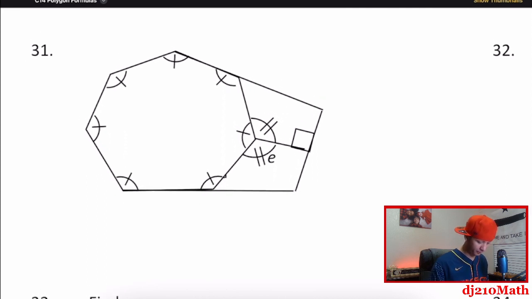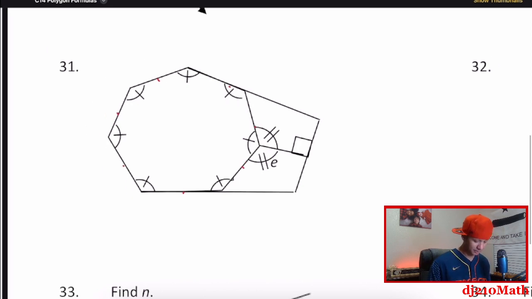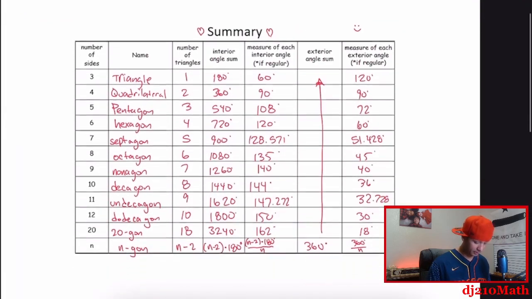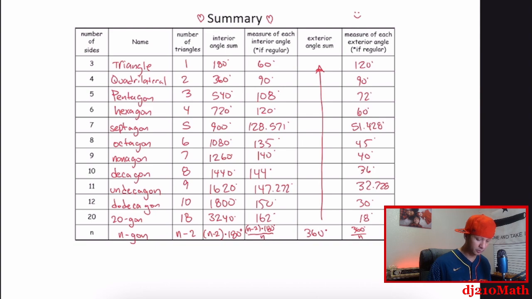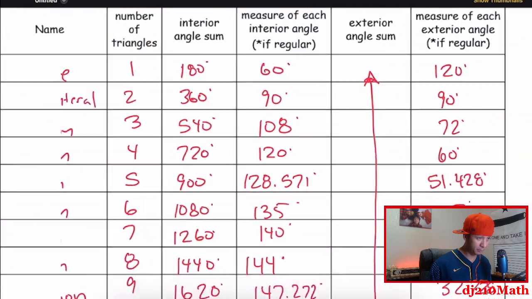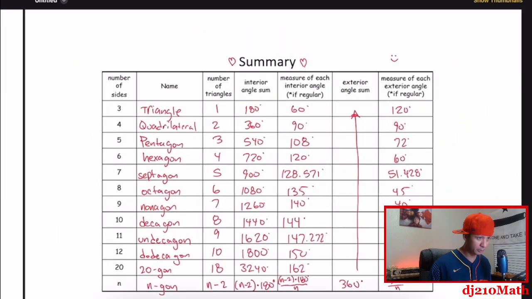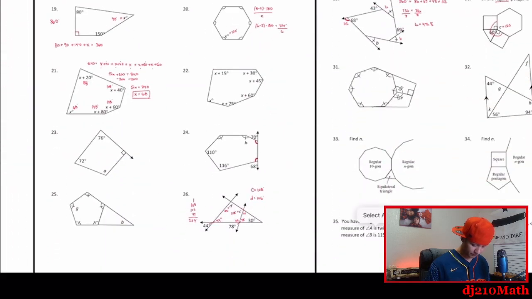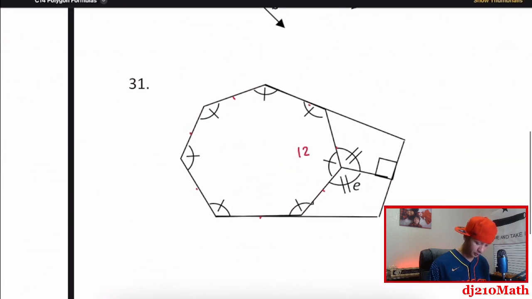Okay, so what do we have here? 1, 2, 3, 4, 5, 6, 7. A heptagon, aka septagon, a 7-sided polygon. Each individual interior angle is 128.571.